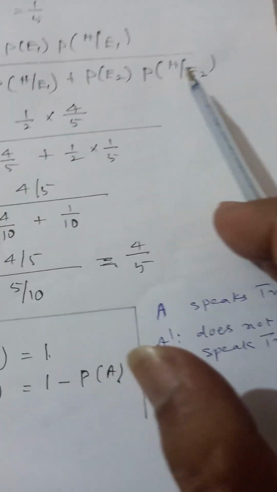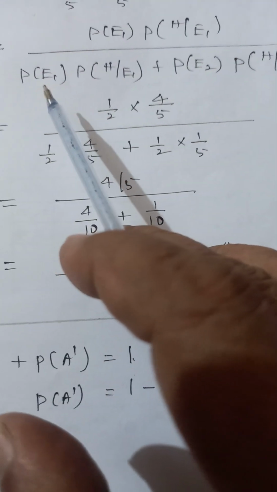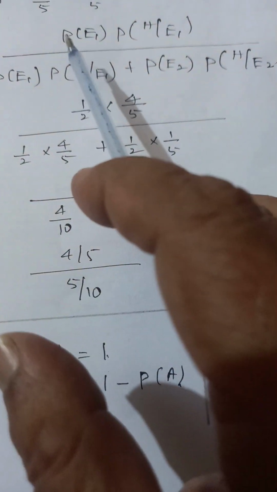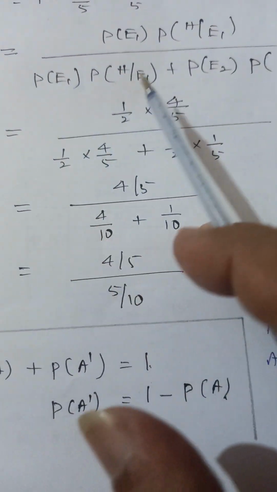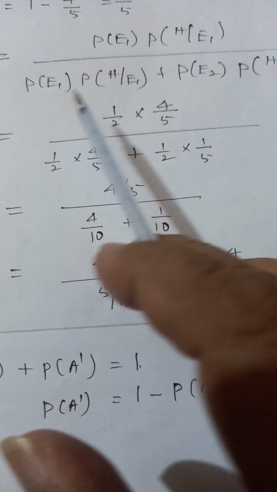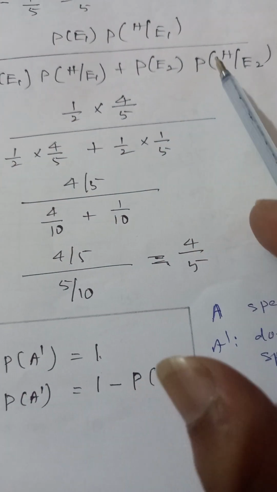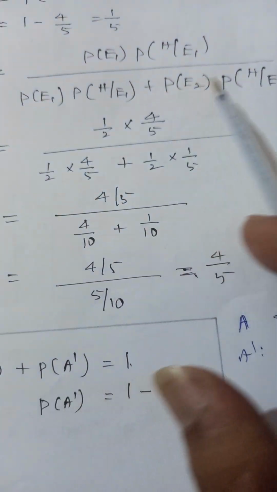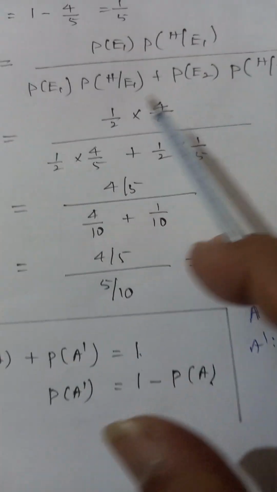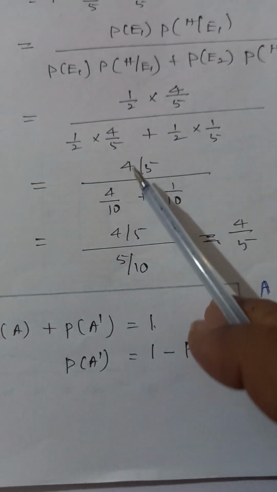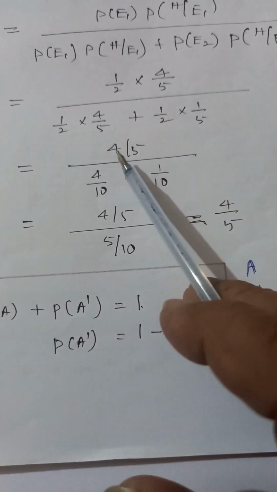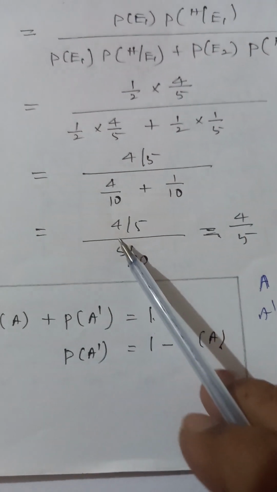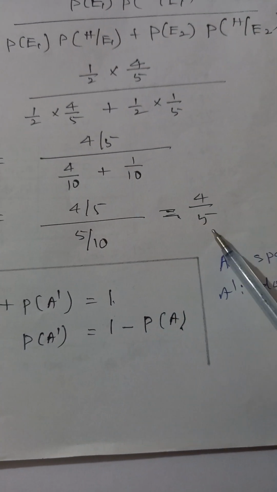Only two things are there, E1 and E2. Same thing we write here. And next, instead of E1, we write E2, P(E2), P(H given E2). We know the values of all these. So substitute them one by one here. And it's a very easy thing. It's simple mathematics. And we arrive at the answer 4 by 5.